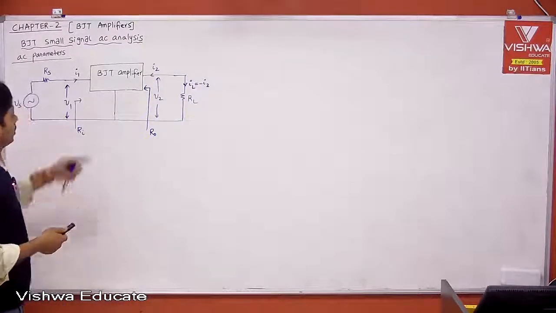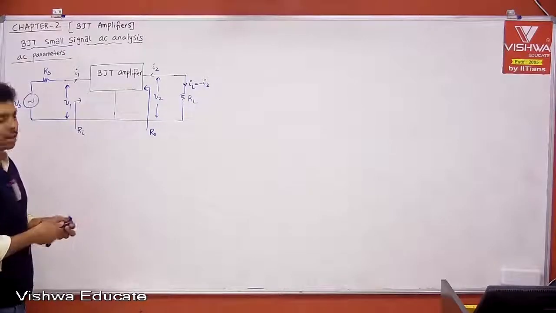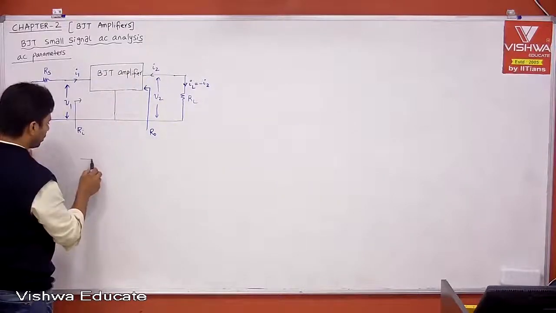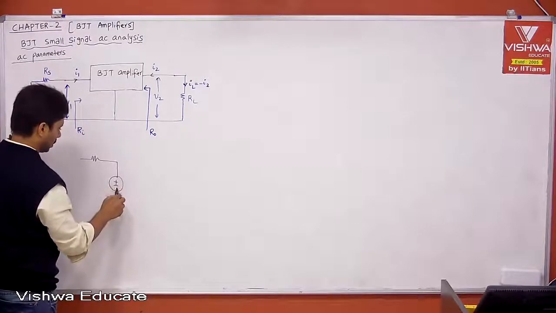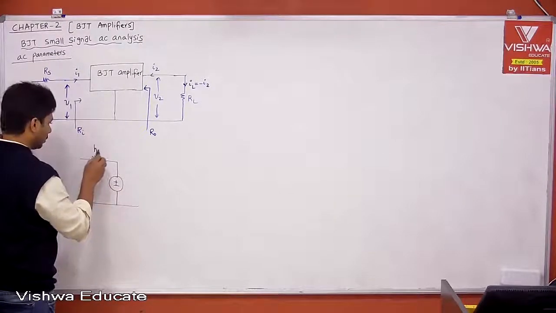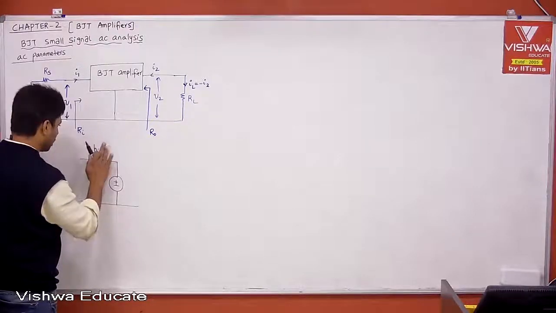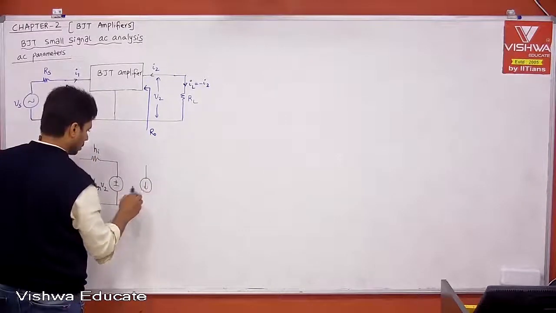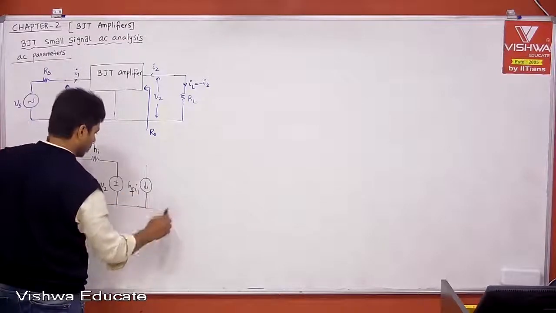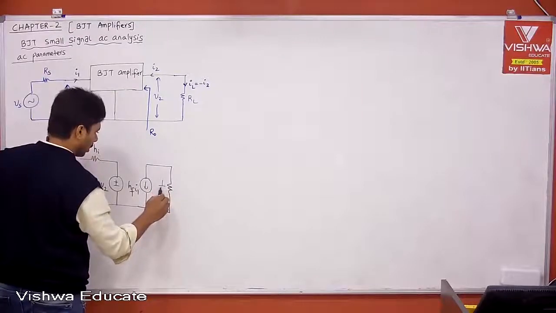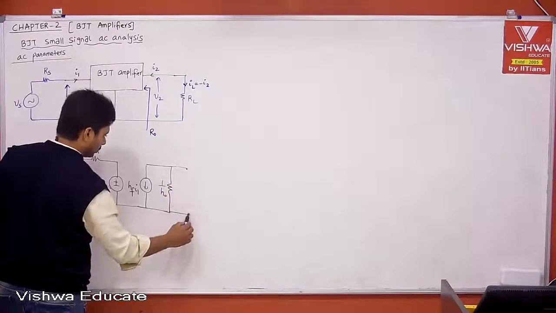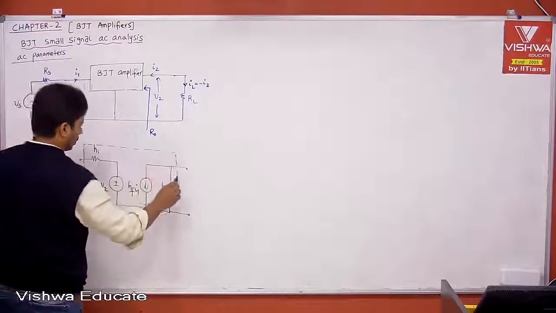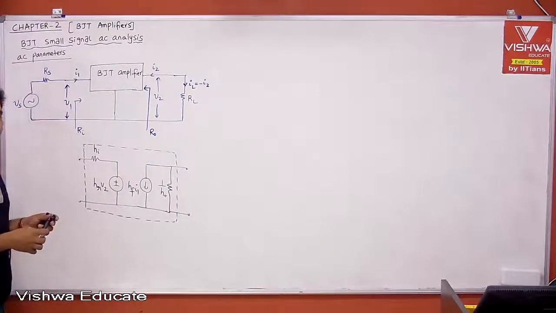Now, I rubbed the diagram, but if you go back to when we replaced the BJT with the H parameter model, I told you that this is HIE, this is HI, this is HR into V2, and this is HF into I1, and this is 1 by HO. This is the black box. This is what we used, and I want to tell one point here.